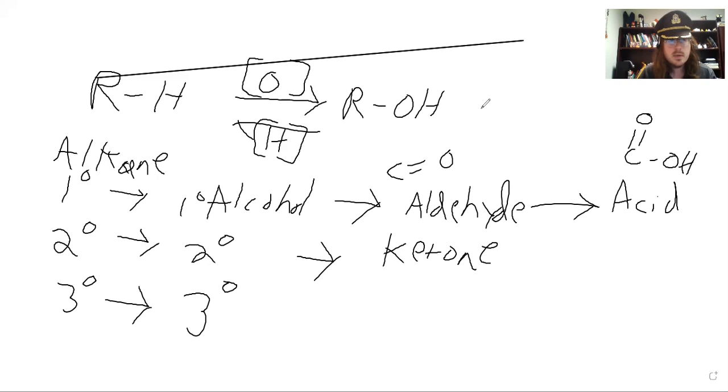Essentially, if you look at it, a primary alkane has 3 hydrogens attached to it, and so it can undergo 3 steps of oxidation. A secondary alkane would only have 2 hydrogens and can only undergo 2 steps of oxidation. A tertiary would only have 1 hydrogen and thus only 1 step of oxidation. Now we're going to look at a bunch of different oxidizers, and they have certain conditions, but all these can pretty much be used.